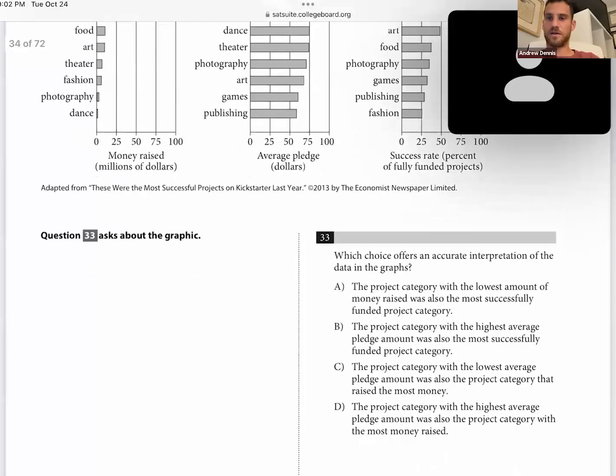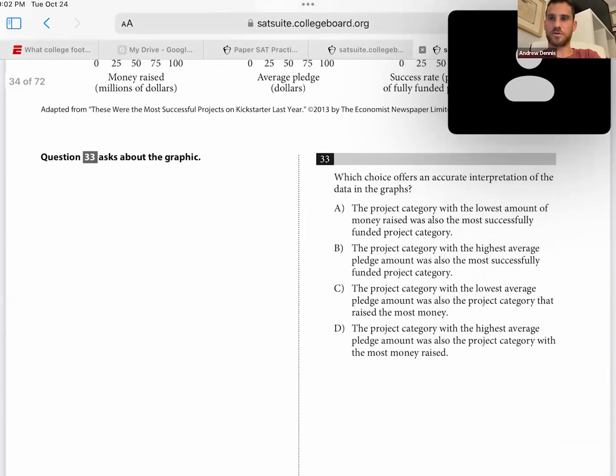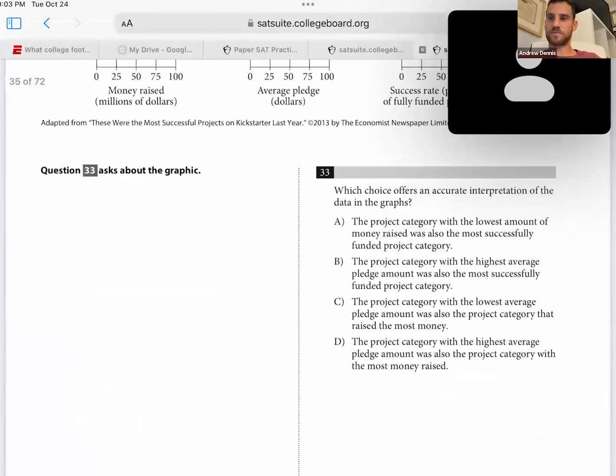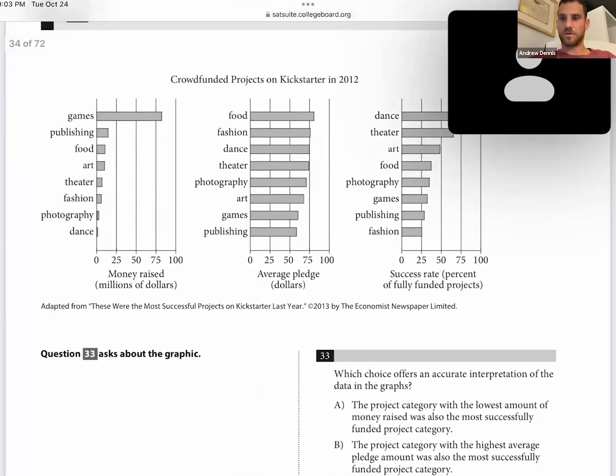And then 33, the last one. Oh, well, yeah, I think this will be the last one we do today. Which choice offers an accurate interpretation of the data in the graphs? So an accurate interpretation of data in the graphs. Well, let's just look at the graph real quick.